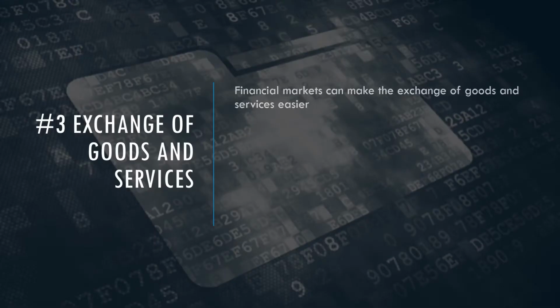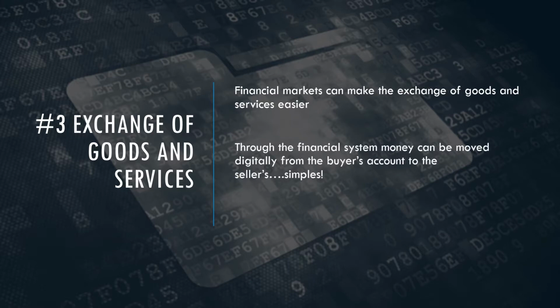So let's make some notes on this. Financial markets can make the exchange of goods and services easier. Money can be moved digitally from the buyer's account, my account, to the seller's account, Bentley's account. Imagine if the system didn't exist, it'd be very difficult. We'd all be carrying huge amounts of cash around with us. But thanks to financial markets, this isn't the case.